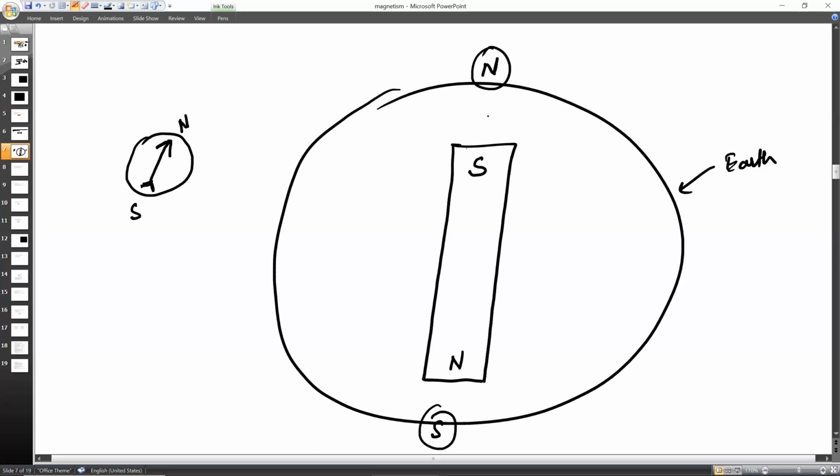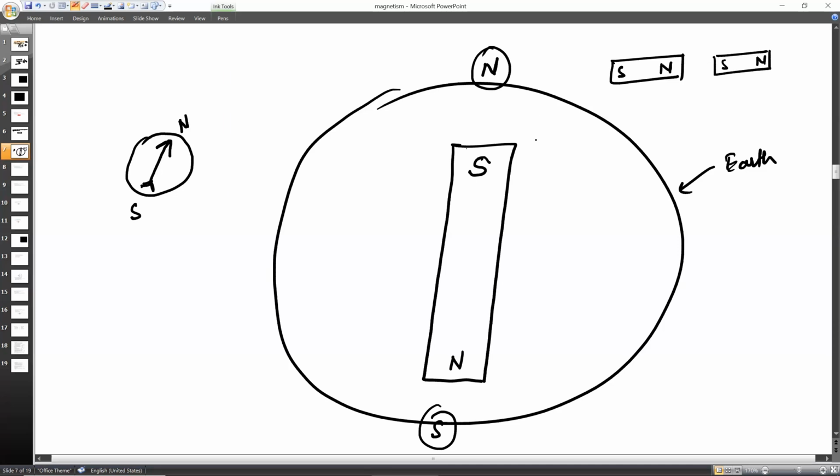They lie in the same direction, but they are opposite. You can consider that the south pole of the magnet and the geographical north lie in the same direction. Why? Because we know that like poles repel each other. This is south, this is north. If it is south, it is north, so they will repel each other.